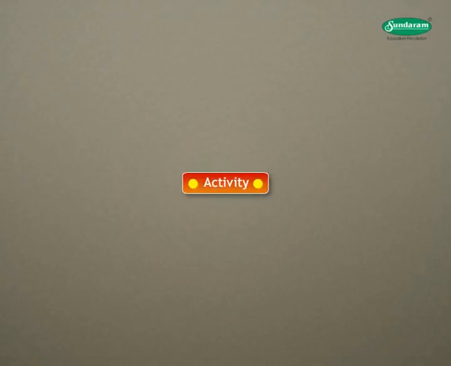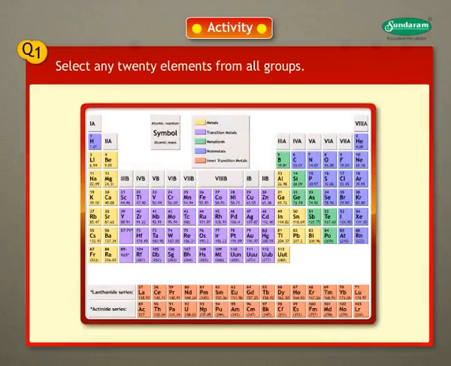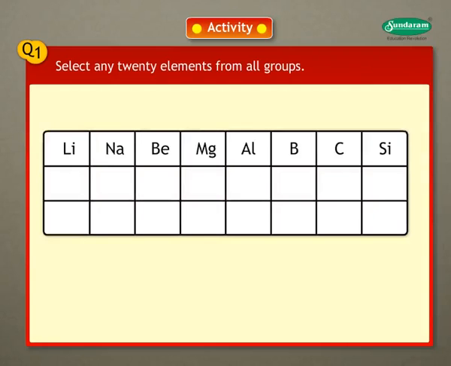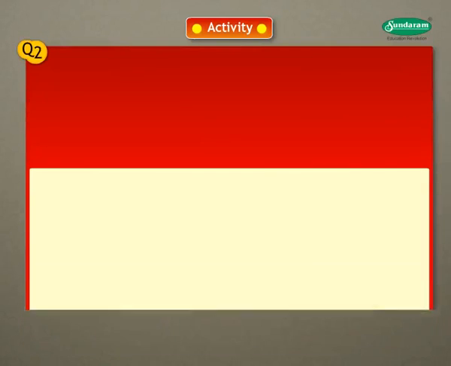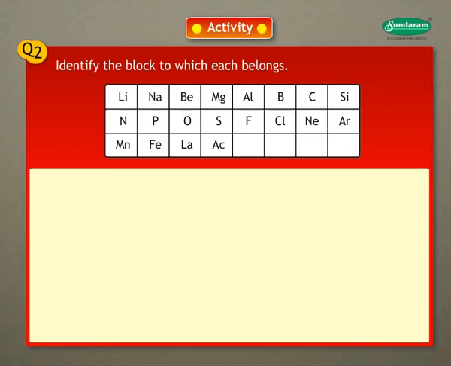Activity Question 1. Select any 20 elements from all groups. Let us select 20 elements randomly. Arrange them as shown in the table. Question 2. Identify the block to which each belongs.